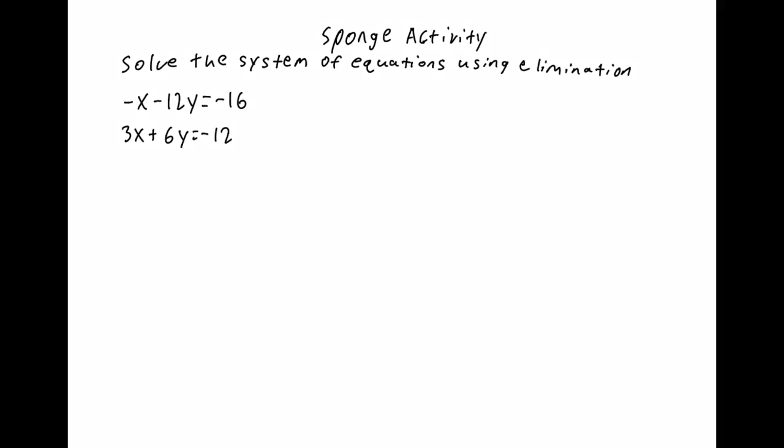Alright, now time for the sponge. I want you to solve the system of equations using elimination. So you've got a system here. You pick either x or y to eliminate, and then solve for the variable that's left, and then go back and plug in that variable to solve for the other one.